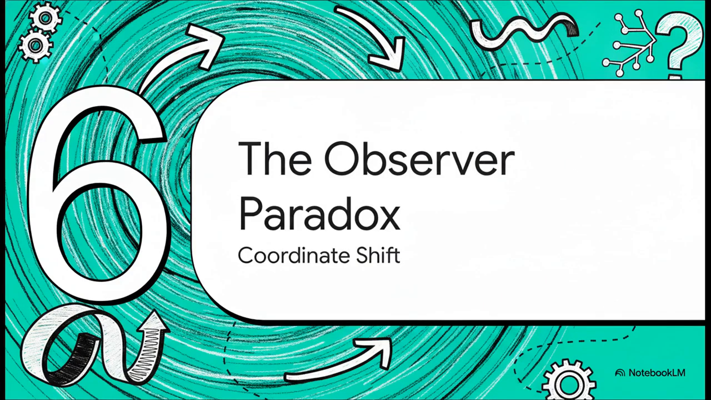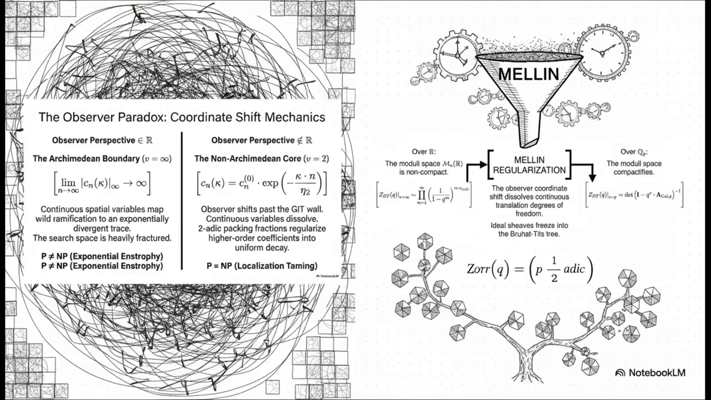Finally, we arrive at Section 6, the observer perspective paradox. Imagine for a second that you are the observer, and we introduce a continuous deformation parameter, kappa. As your coordinate parameter shifts away from the real Archimedean boundary, the continuous translation degrees of freedom actually dissolve. Through Mellin regularization, that chaotic, divergent search fluid condenses into a rigid, unramified p-adic lattice. The moduli space beautifully compactifies.